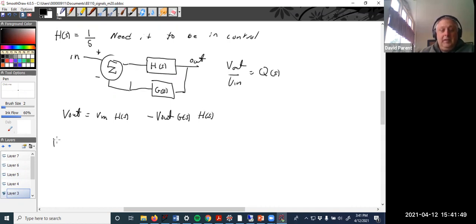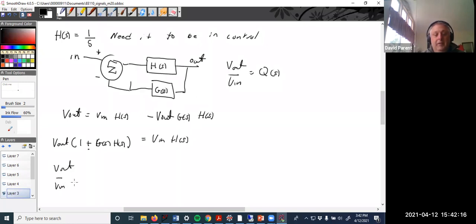So now let me collect the V out term. All right, so there's the negative, but when we bring it over on the left-hand side, it becomes positive. That's why the negative feedbacks always have a positive sign. All right, now we find V out over V in, and we get H of S over one plus H of S times G of S. Now, you can plug in your H of S and your G of S, but there's actually kind of a shortcut that I want to show you now.